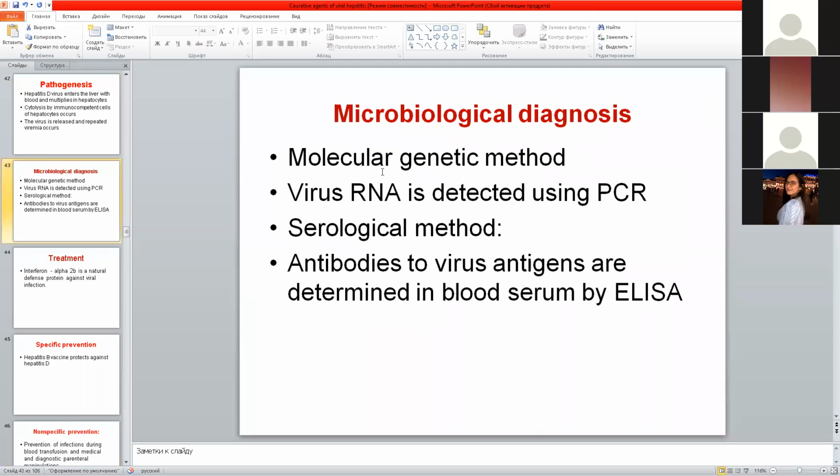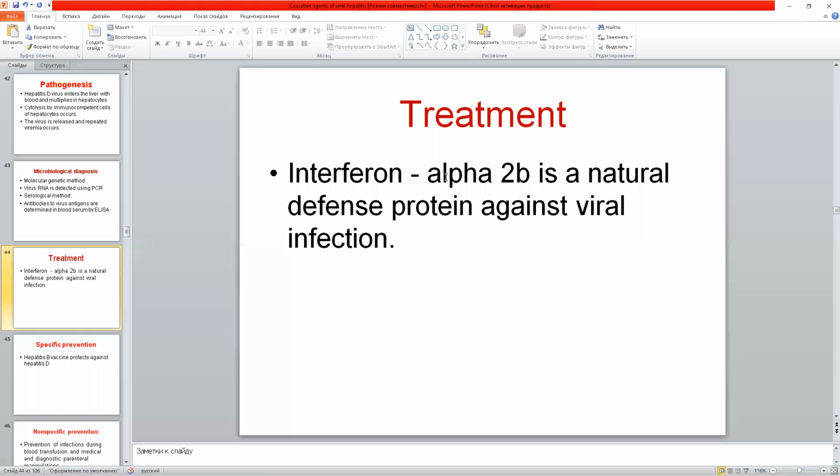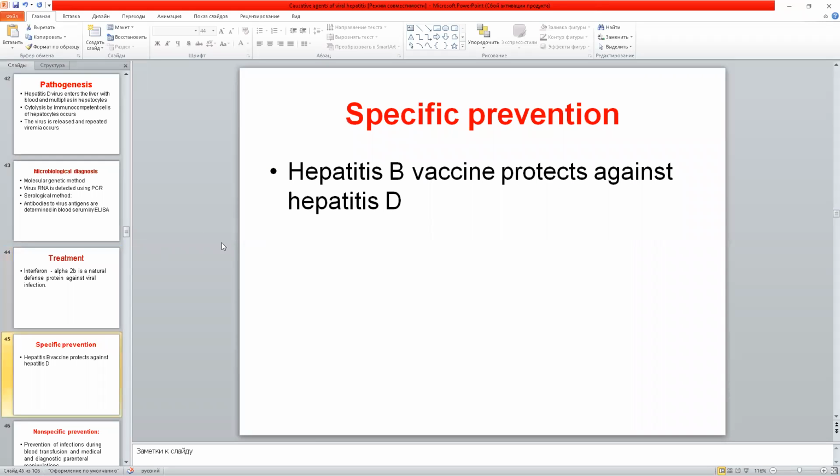Microbiological diagnosis. A molecular genetic method is used. The virus RNA is detected using PCR, and then a serological method, where antibodies to virus antigens are determined in blood serum by ELISA test. Treatment, interferon alpha 2b, a natural defense protein. Specific prevention is not developed against hepatitis D, but prevention of hepatitis B protects against hepatitis D.